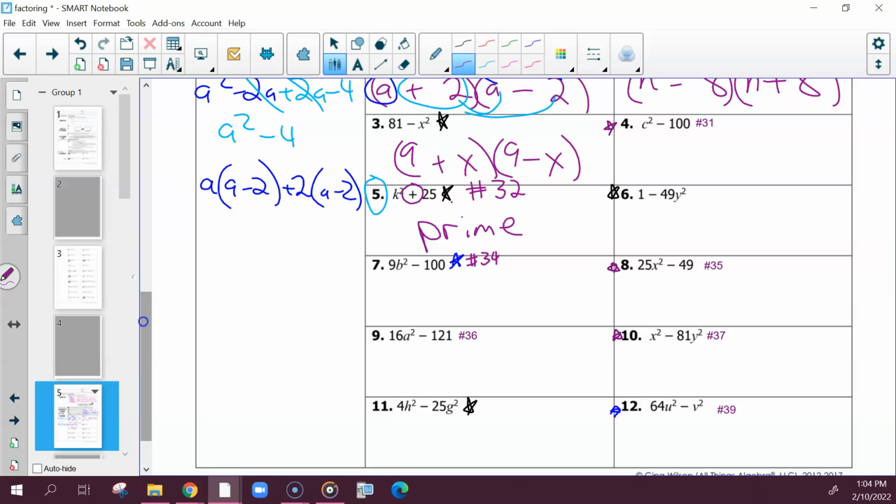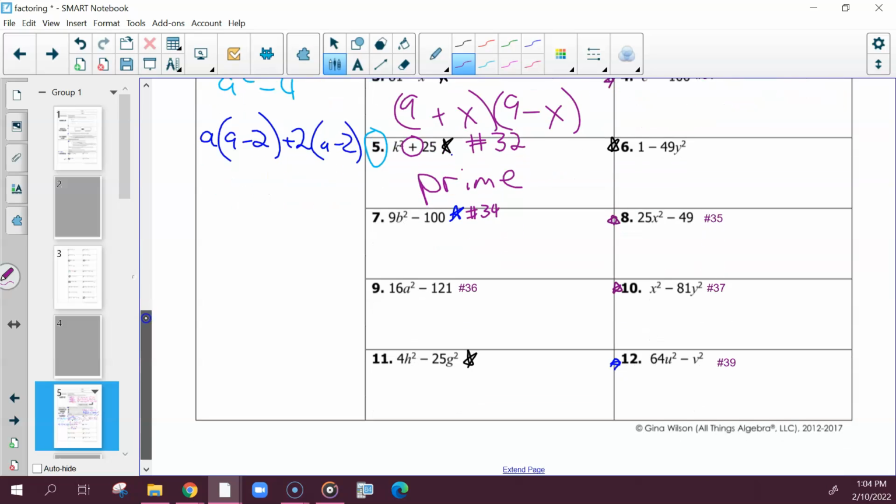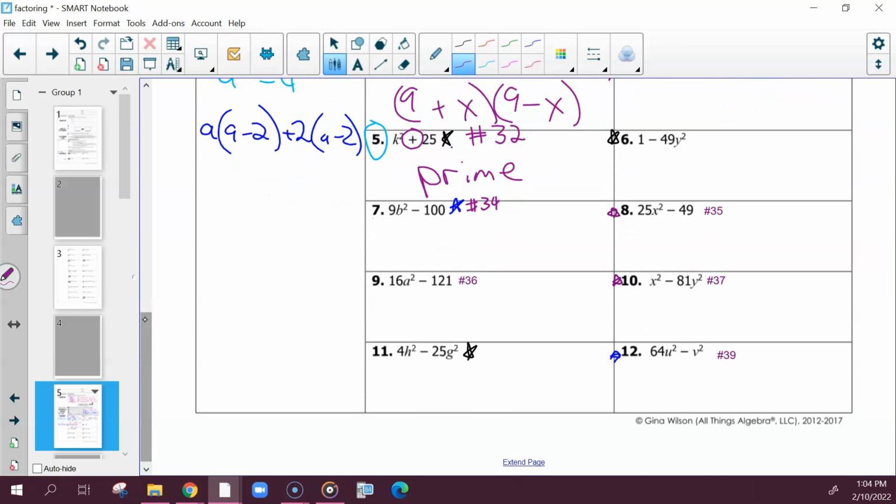Be careful with things like that. Make sure you're paying attention, because there might be some like that when we get to the quiz, the test, where you think it's going to be k plus 5, k minus 5, but it was plus, so it was not supposed to be factored at all. Okay, let's do number 6.